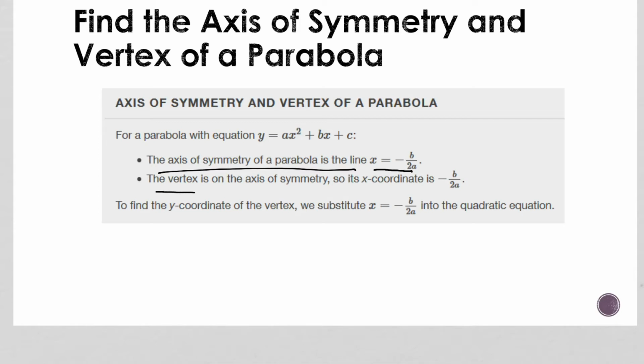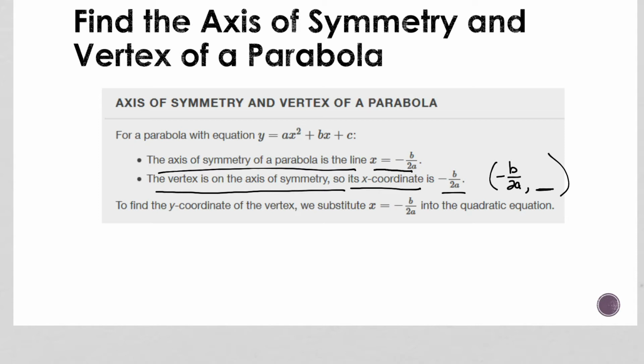The x-coordinate of the vertex is the same thing. The x-coordinate will be at negative b over 2a, and then your y-coordinate will be whatever you get when you substitute this in for the x. Again, I'm going to show you what that means in just a second.